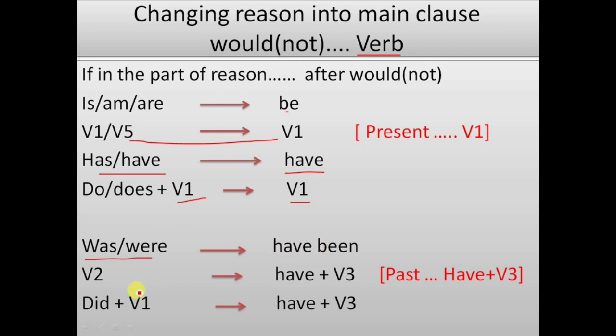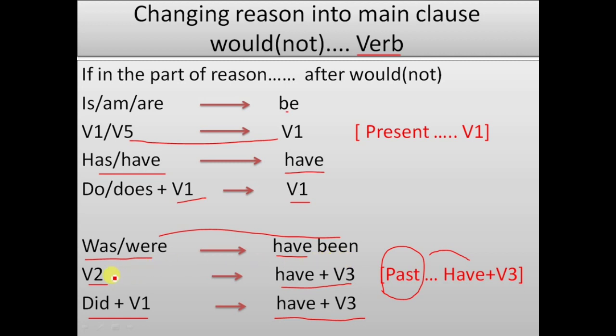If there is v2, we have to change it into have plus v3, and if there is did plus v1, we have to change it into have plus v3. It means if in the part of reasoning there is past, we have to change it into have plus v3. Here was, were is past, therefore we are changing it into have plus v3. The v3 form of was, were is been. So have been, was, were, have been.